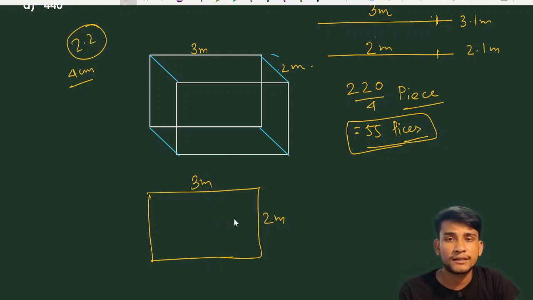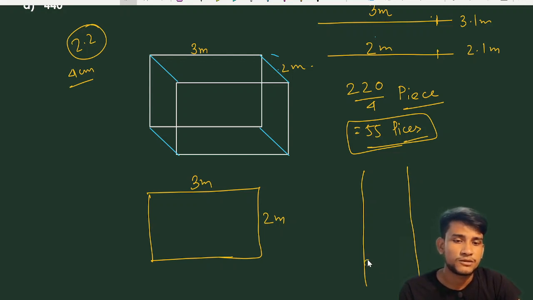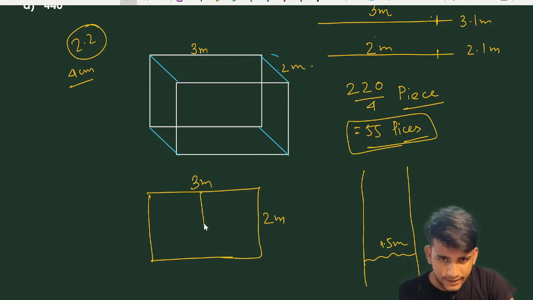Now we have to make the pavement with 1.5 meter width. Suppose this is the pavement, so this is 1.5 meter. So cut these slabs into 2 pieces, so this is 1.5 meter and this is 1.5 meter.